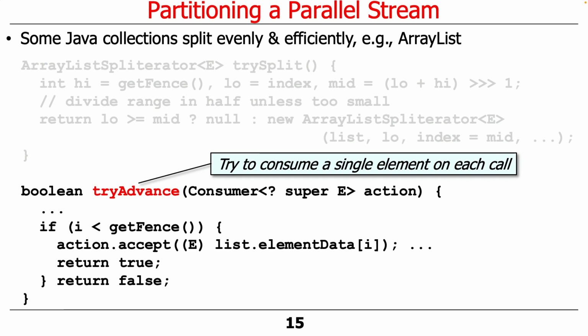And then try-consume is used to consume something when you've split it all up to an atomic size unit, say of size 1. And you can see what that does is that goes ahead and it accepts the list element at index i into the consumer that's passed as a parameter. And assuming all goes well, which it should, it'll return true. So that's the way that ArrayList works.